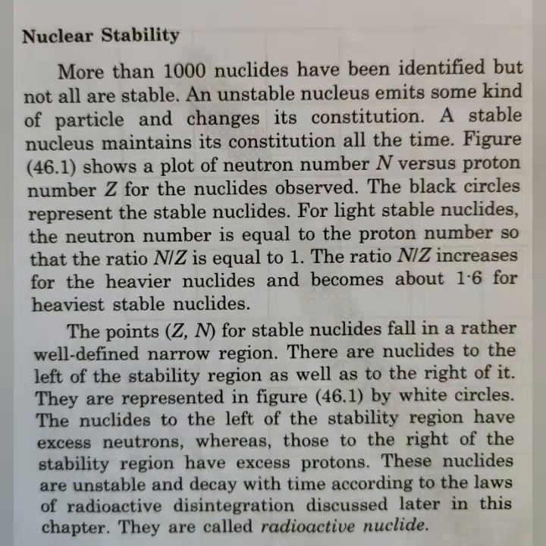So friends, our next topic is nuclear stability, which means, can nucleons move freely here and there, or do they decay easily with time? According to scientists, more than 1,000 nuclides have been identified, but many of them are not stable. An unstable nucleus emits some particles and changes its constitution, but a stable nucleus always maintains its constitution.